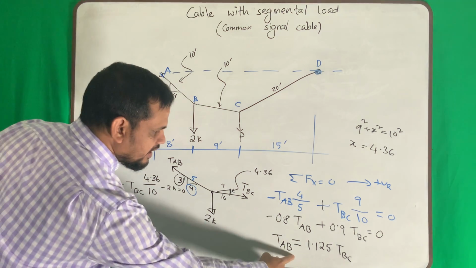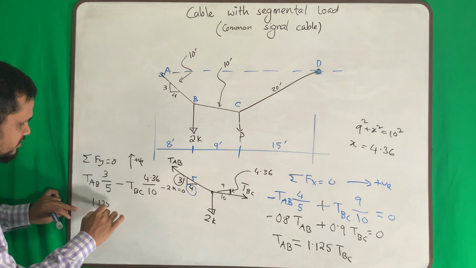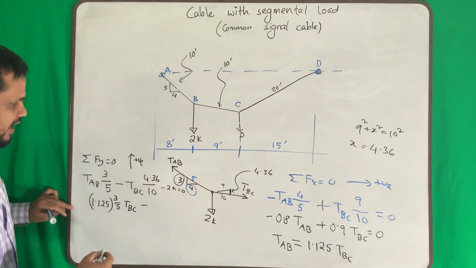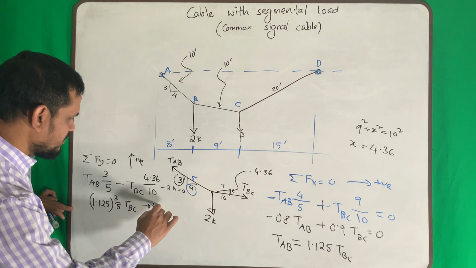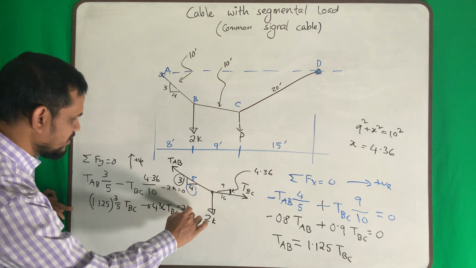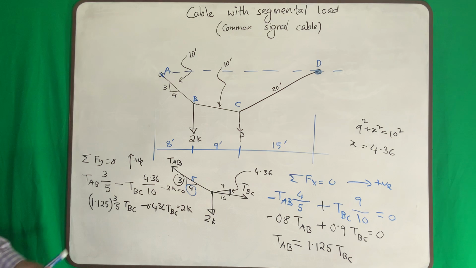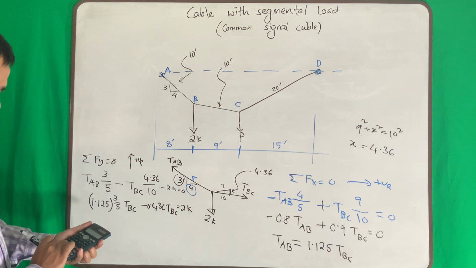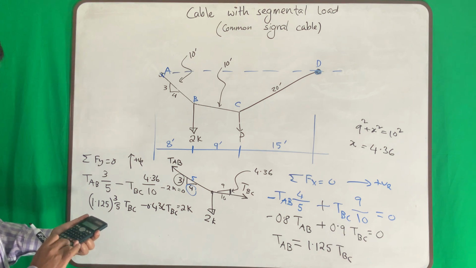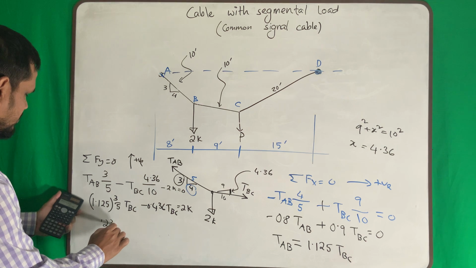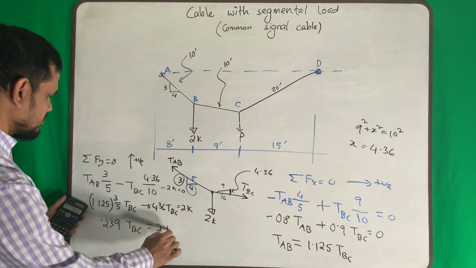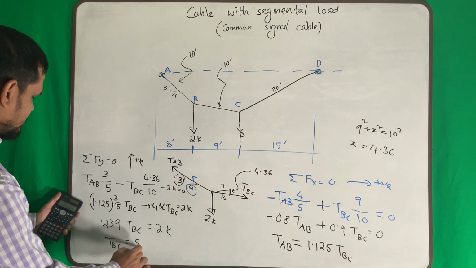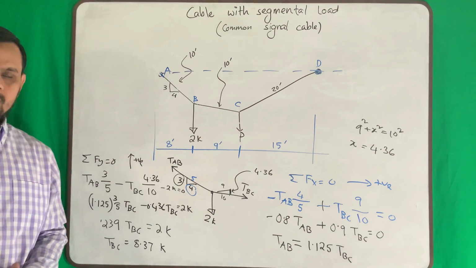I already know the value of TAB in previous steps, so I can write here 1.125, then 3 over 5 TBC minus another value here, that is 0.436 TBC equal to, if I solve it, this portion will be 1.125 times 3 divided by 5 minus 0.436, yes, so I got 0.239 TBC equals to, if my calculation is right, then I'm getting TBC is 8.37 kip. So I got the value of TBC.